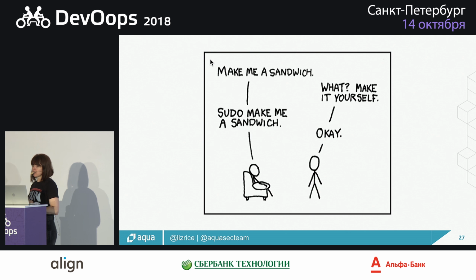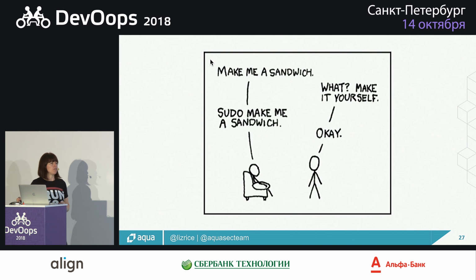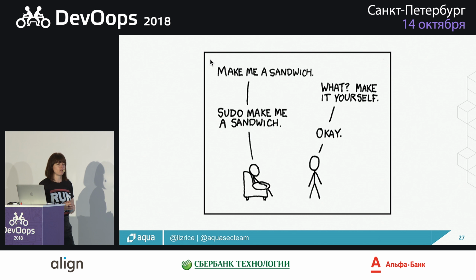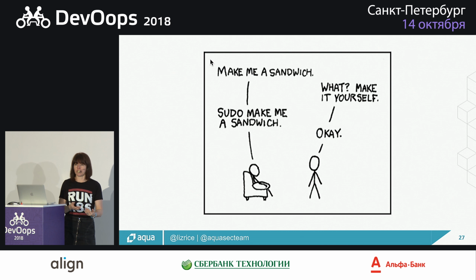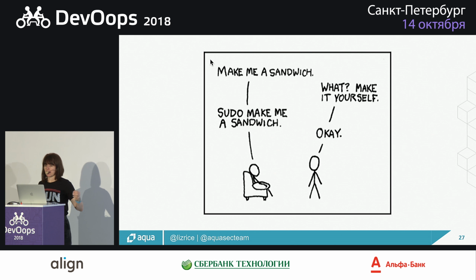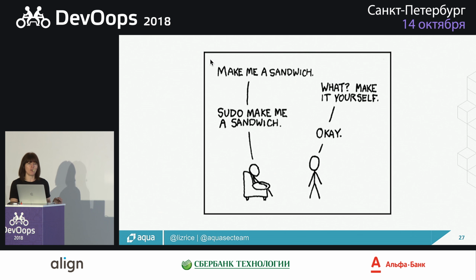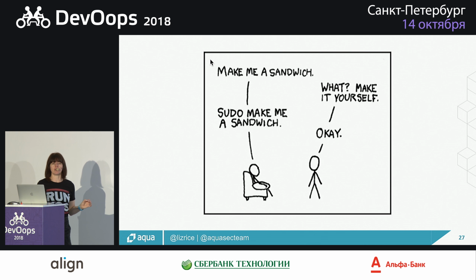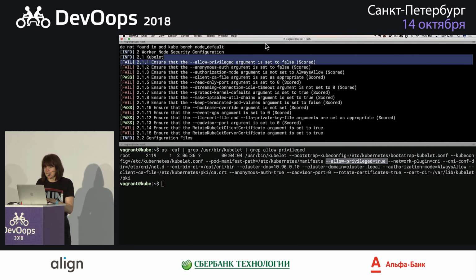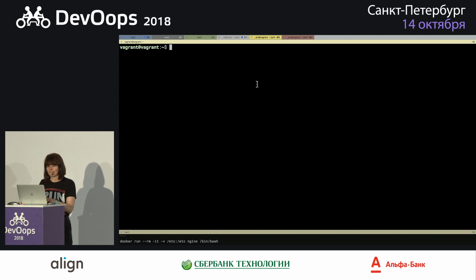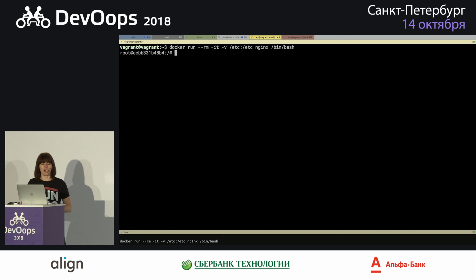Okay, so let's talk a little bit about how you can inadvertently give your containers more privileges than you expected to. Another XKCD that we really like. Not every container needs the ability to make a sandwich. So, I'm just running a container. It's an Nginx container.